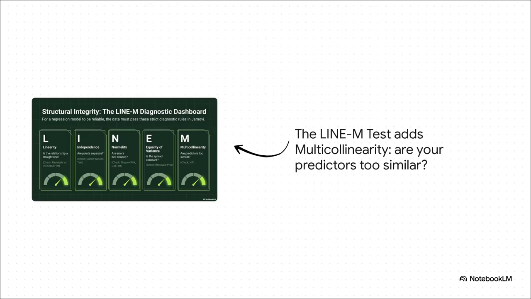Now, with more predictors comes one more really important check. We add an M for multicollinearity to our dashboard, and this test is absolutely crucial. It makes sure our predictors aren't redundant. Basically, it checks if we have 2 instruments in our orchestra playing the exact same note. We want to make sure each one is providing unique information to our model.